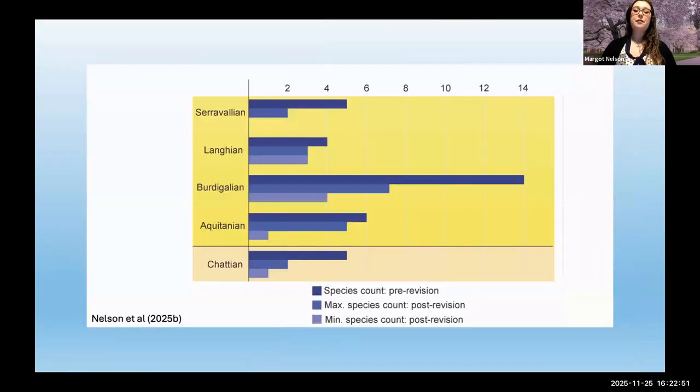the next slide. So here is the revised species count. So we can see, especially in the Burdigalian, which is the early Miocene, the species count was wildly inflated. It's much closer to 7, which is still a fairly large number of species for an Odontocete family, largely with a toothed whale genus. We only have one species. They're usually monotypic. And we only have one specimen. So this was step 1.